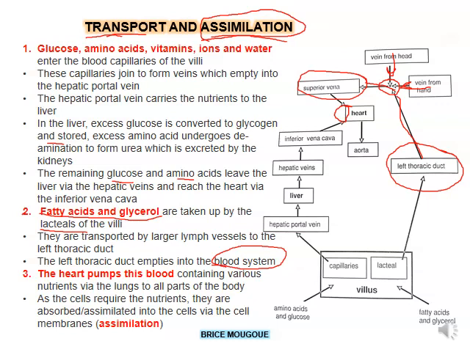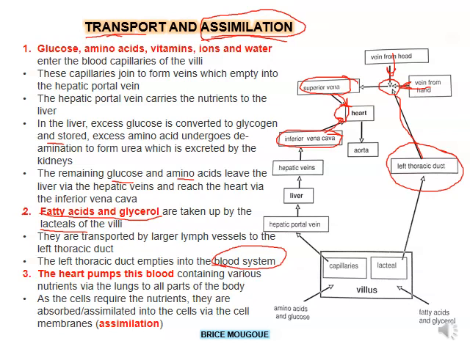We are at 2 points here. I want you to realize the 2 points where we are. We have here the inferior vena cava that brought in amino acids and glucose to the right side of the heart. We are now here with the superior vena cava that's bringing in fatty acid and glycerol also to the right side of the heart.